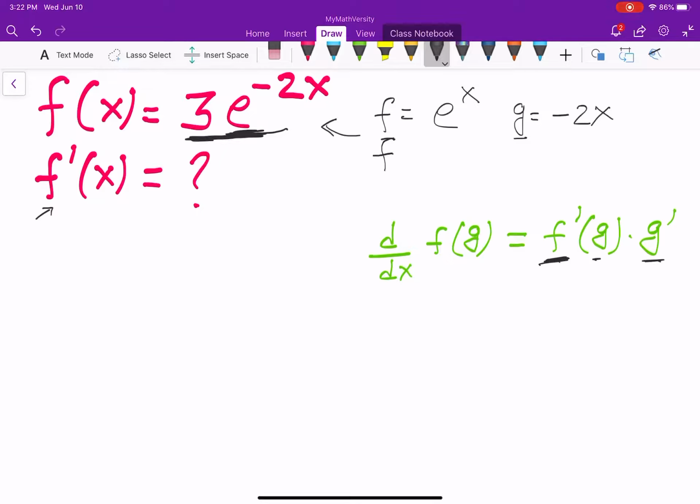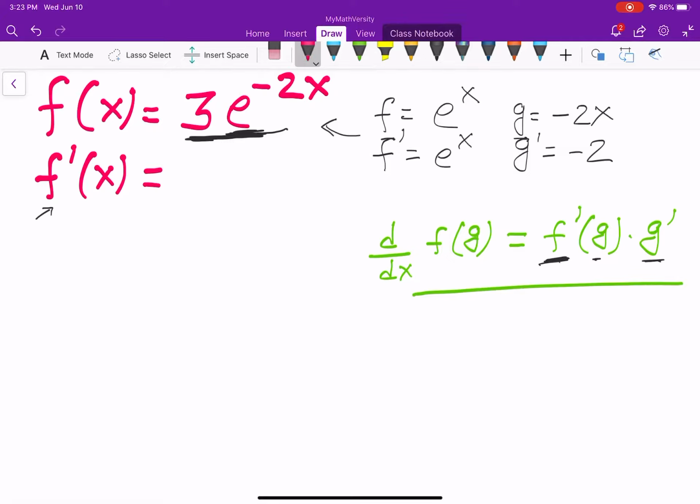If f is e to the power x, f prime is the derivative of e to the power x. So what is the derivative of e to the power x? E to the power x, right? That is the derivative of the exponential function. And what is g prime? We also need to find g prime. g prime is the derivative of negative 2x with respect to x, which is just negative 2. So let's see how we can apply this rule based on this information.